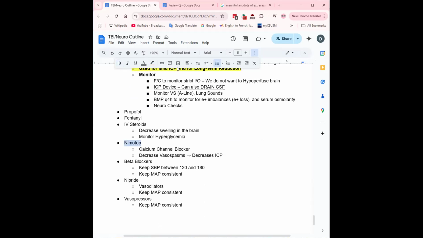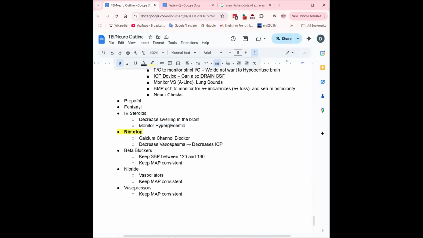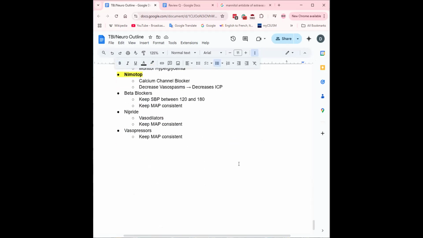I would say your Nemo top. I know that comes up a lot. I've seen Nemo top a few times on UWorld. IV steroids, or just steroids, equals decreased swelling, hyperglycemia, and you'll go a long way. Keeping the MAP consistent is the main key thing with all these. We talked about a lot of the Zofran antiemetics for all that other stuff, so I know that you guys got that down.